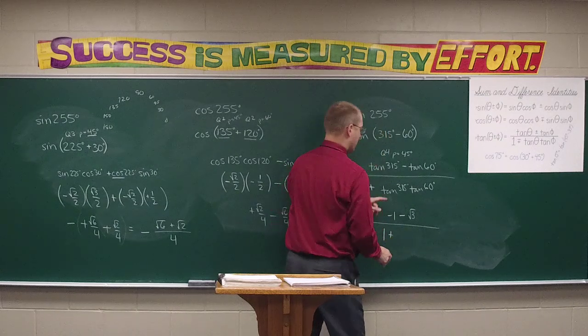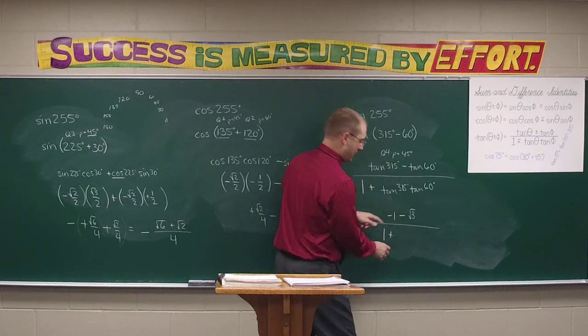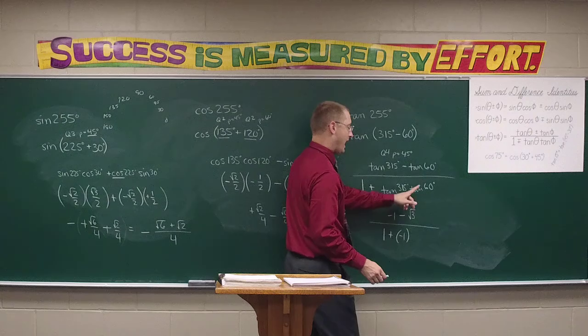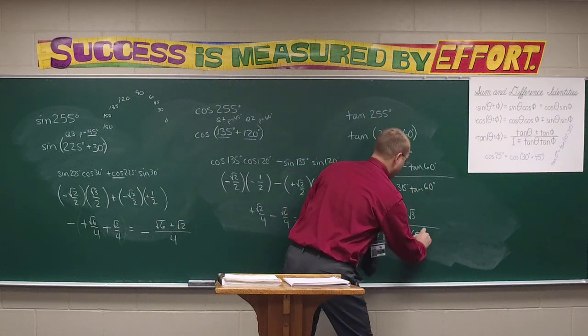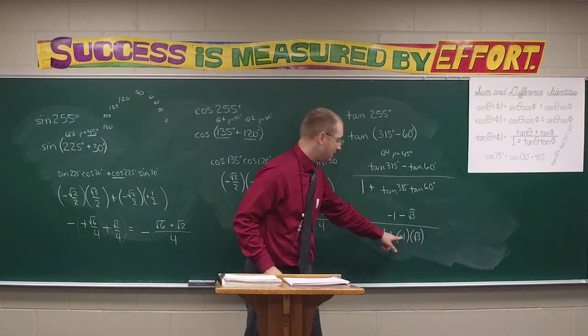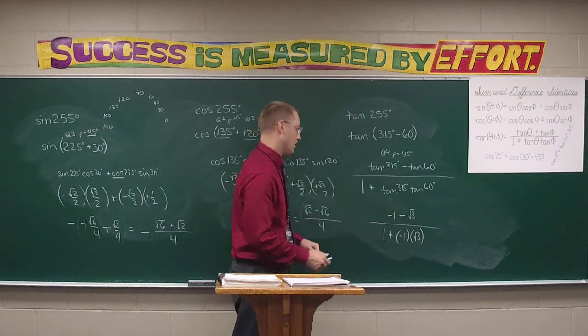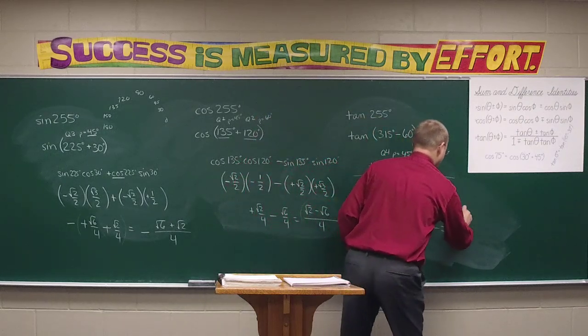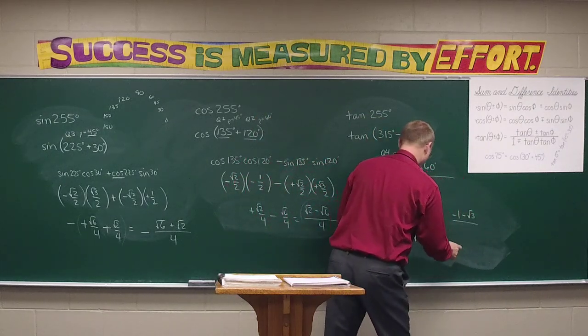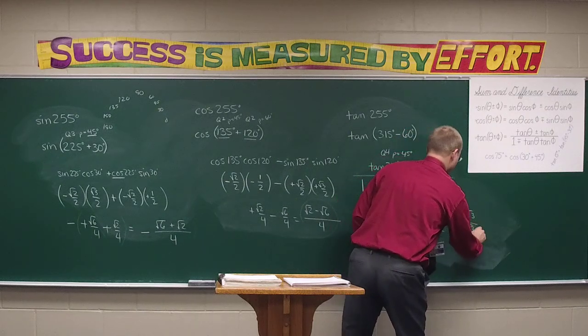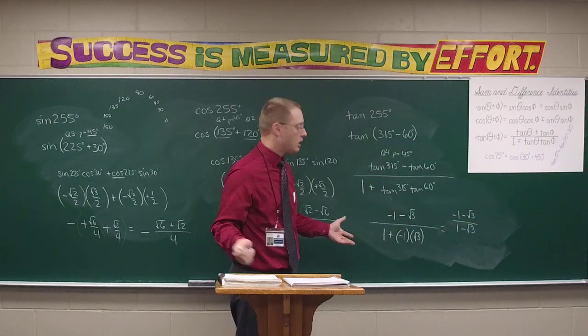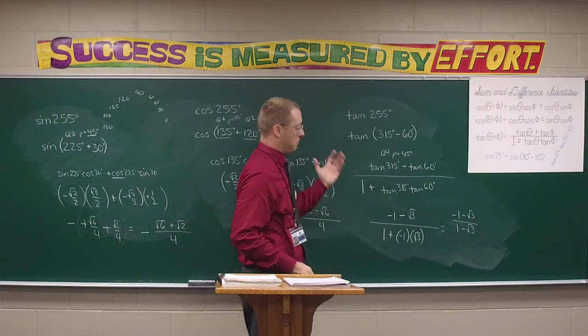1 plus, well, we just said the tangent of 315 was negative 1, so we put a negative 1, and the tangent of 60 we just said was square root of 3. What is negative 1 times square root of 3? Negative square root of 3. So really, this becomes negative 1 minus square root of 3 all over 1 minus square root of 3. That's just cleaning up the look a little bit. Now what do we do?